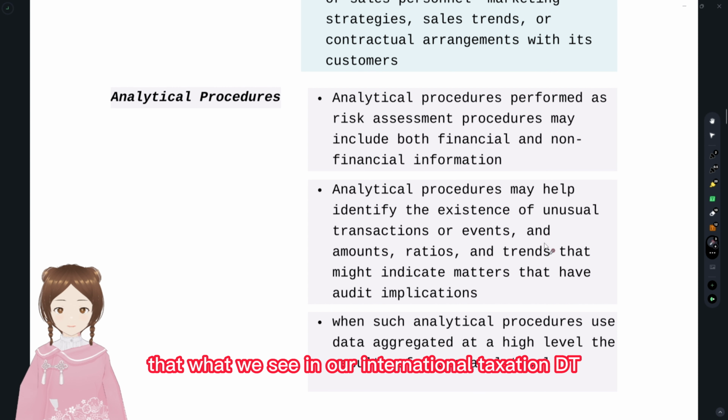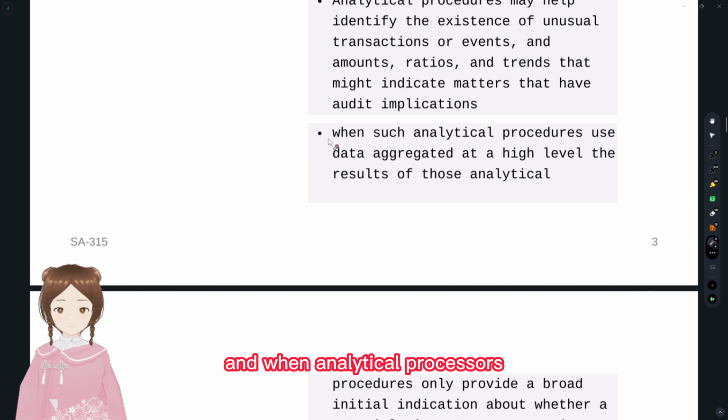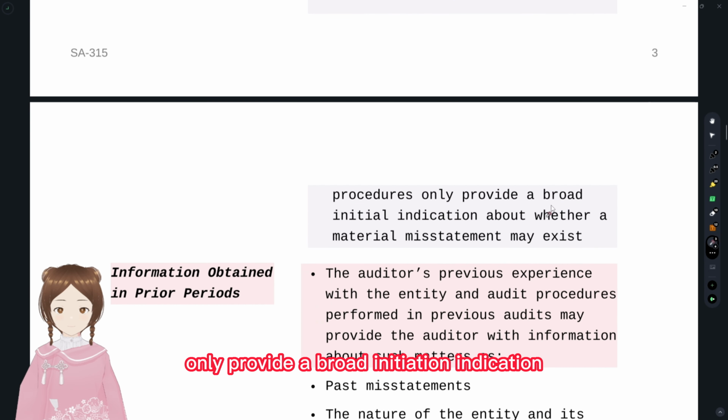That is what we see in our international taxation DT if you're a final student. They're talking about like that. And when analytical procedures use data aggregated at a high level, the results of those analytical procedures only provide a broad initial indication about whether a misstatement may exist or not.